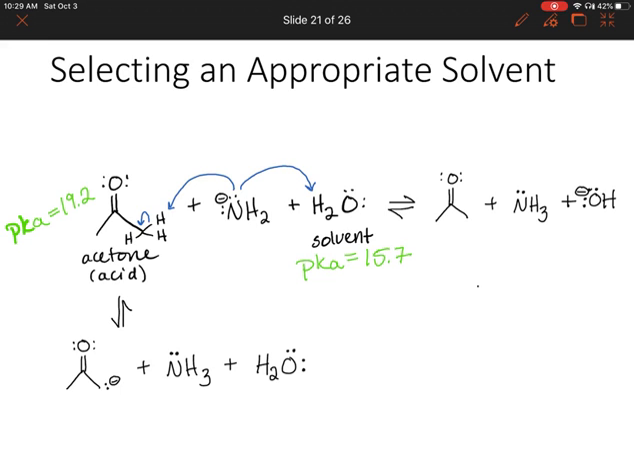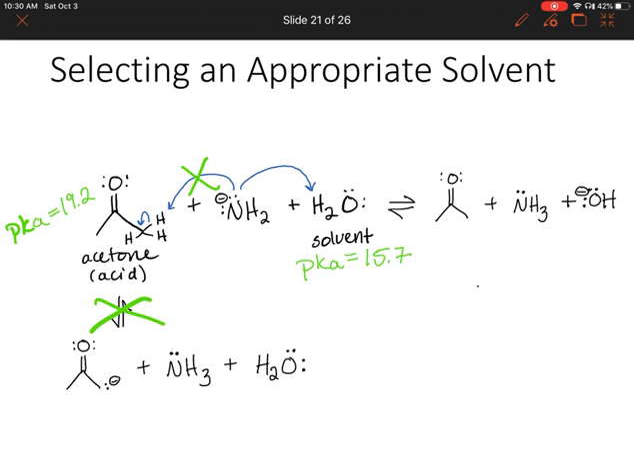So which is more acidic, acetone or water? Water, because remember, the smaller the pKa value, the stronger the acid. So NH2 is more likely going to take a hydrogen from the solvent than the acid that we're trying to start a reaction with. So the reaction with acetone won't even happen, and then we're just left with more acetone. We're not going to have the resulting product that we want.